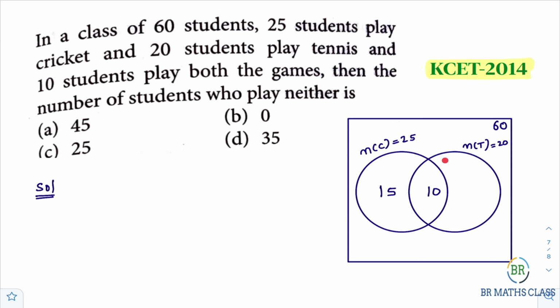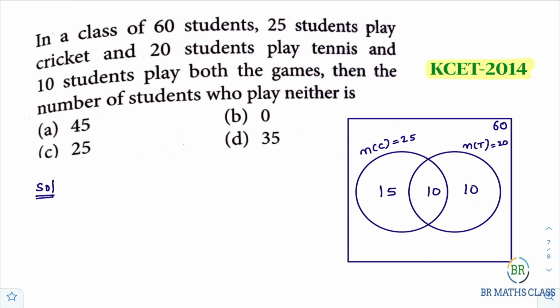In the same way, the number of students who play tennis only. Here they given 20 students play tennis. Here this part already 10. We know that this full circle is 20. So what about this part? This part is 10. I hope you are understanding.